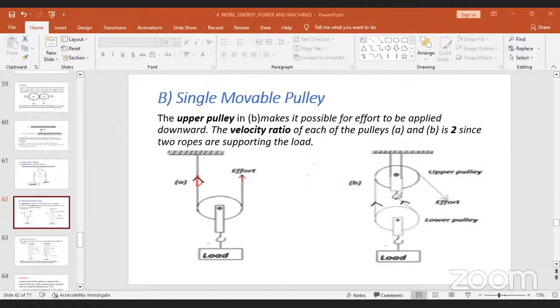When you look at this one here, this string is under tension. This one is also under tension in lifting the load below, but the effort string is not under tension, it is acting in the opposite direction. So the velocity ratio in this case is 2. Note, when you're drawing your diagram, this string here must be taut.